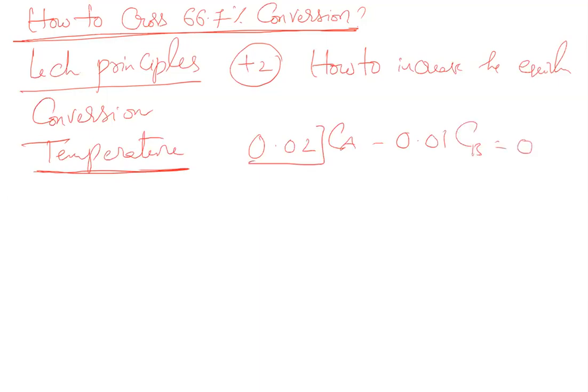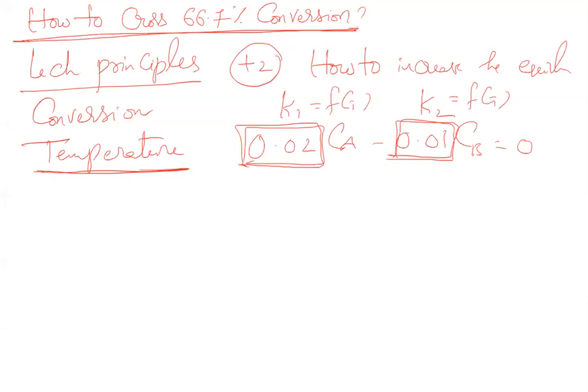What is the 0.02? This is the forward rate constant. What is this 0.01? This is the backward rate constant. These are functions of temperature, no? Clear? So by changing the temperature, you are changing these two numbers, 0.02 and 0.01, and by changing these two numbers, you are changing the equilibrium conversion.